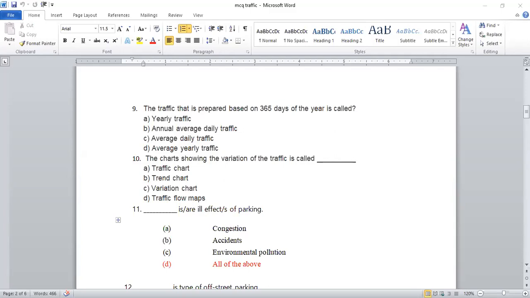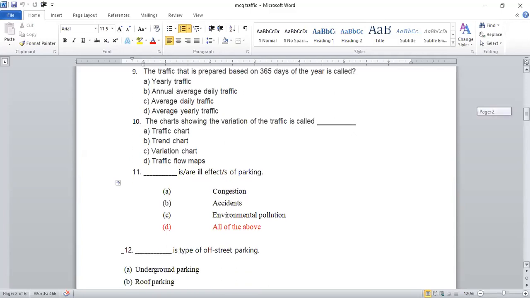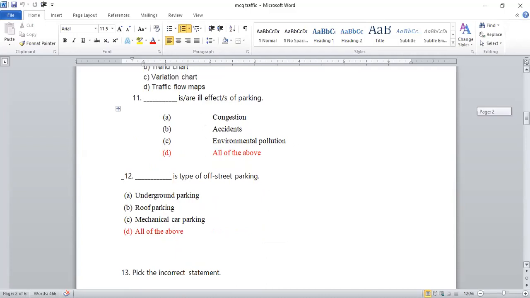Next one: dash dash are the ill effects of parking. So congestion, accident, and environmental pollution. So what is the correct option? That is all of the above. That is the correct answer.